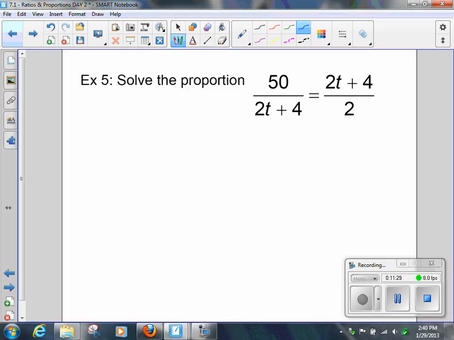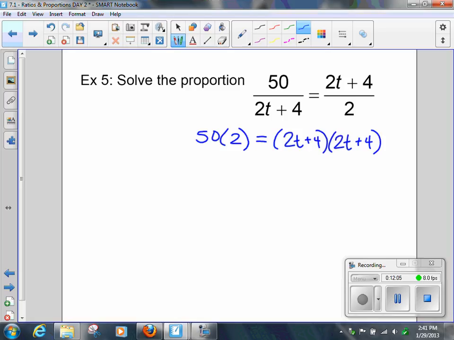Cross multiply. 50 times 2. I'm going to write this out. And then 2t plus 4 times 2, please. That's right. This should be taking you back to Algebra 1 in a big way. 6th grade? Yeah, you definitely learned how to do the proportions in the 6th grade.